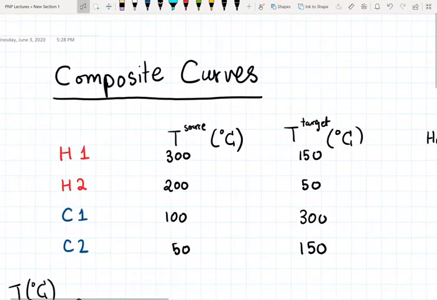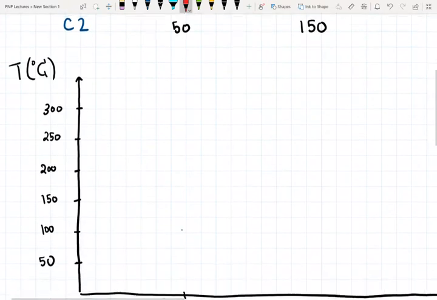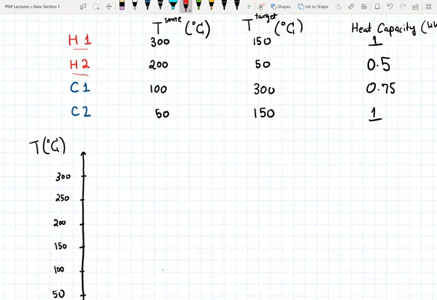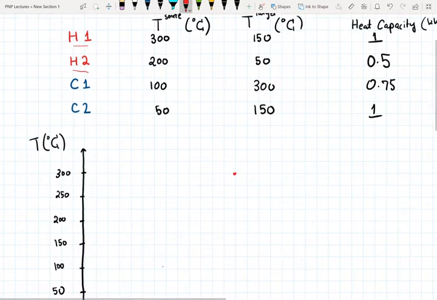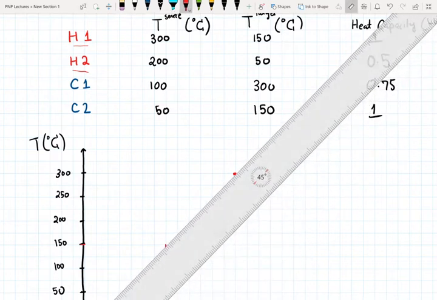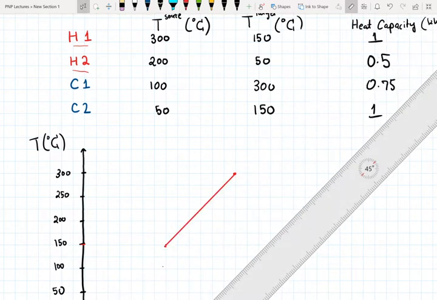So let's start off by representing H1 and H2 on a temperature enthalpy curve. Okay, so the first stream, our source temperature is 300 degrees Celsius and our target temperature is 150. The slope is 1, therefore 6 down, 6 across. There we go. And that gives us our first curve, H1.